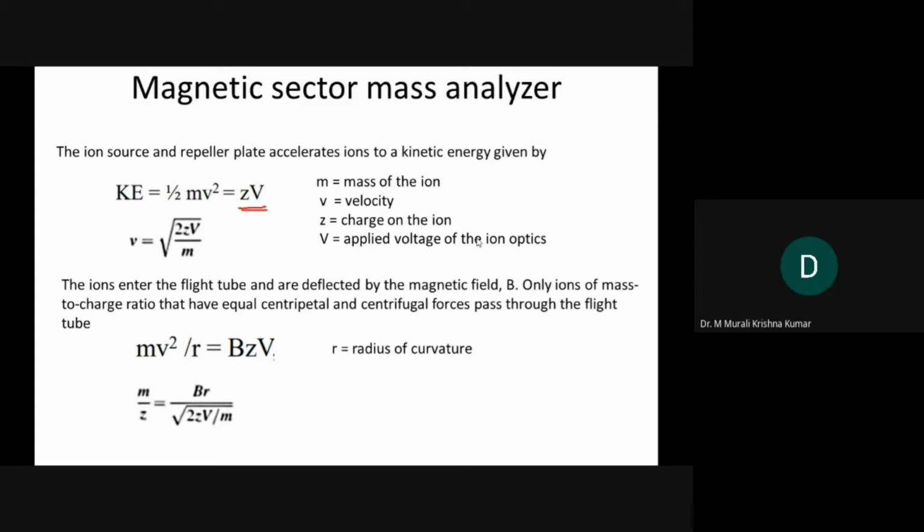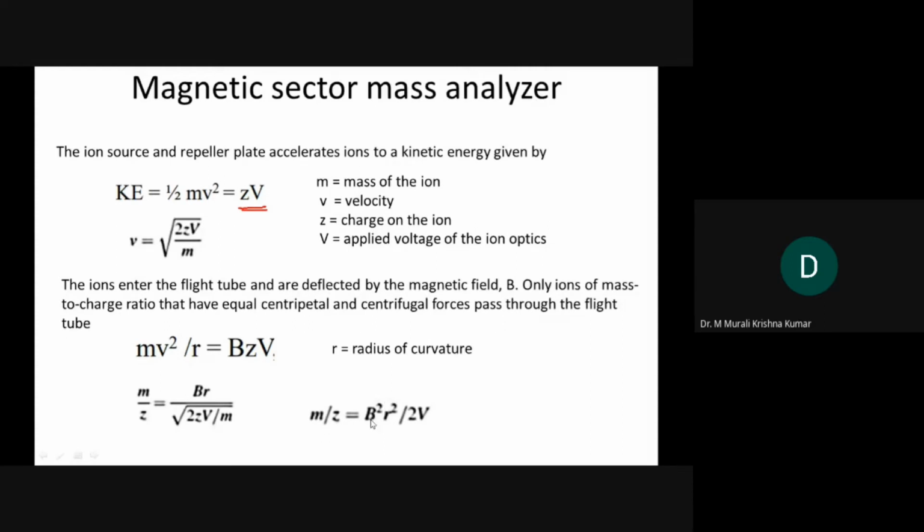R is the radius of curvature. So if you rearrange all these things, you will get m by z is equal to B R by under root 2 z V by m. And when you substitute V values over here, m by z will become B square R square by 2V. So this is the formula we use to determine the m by z value of an ion.